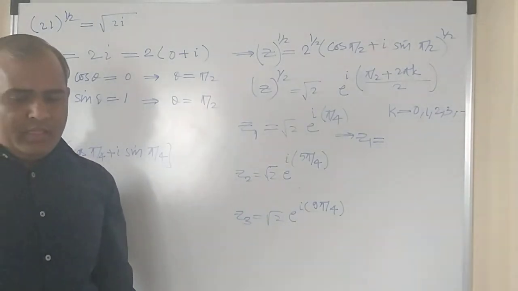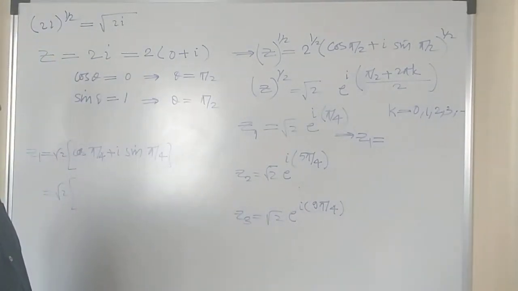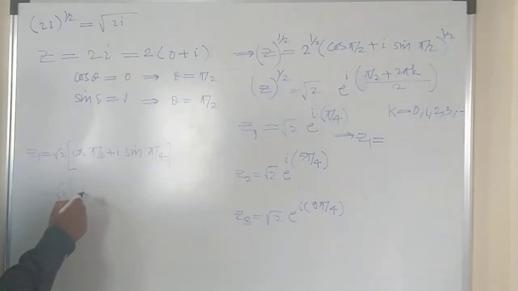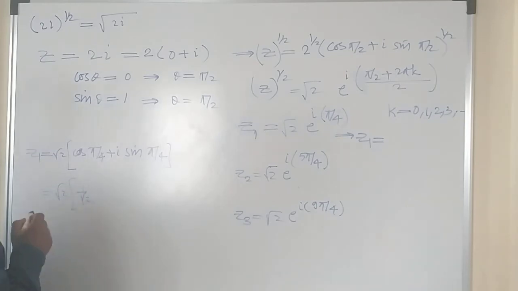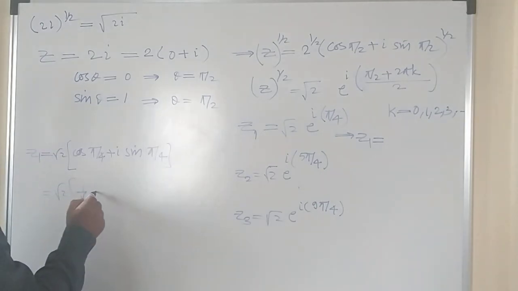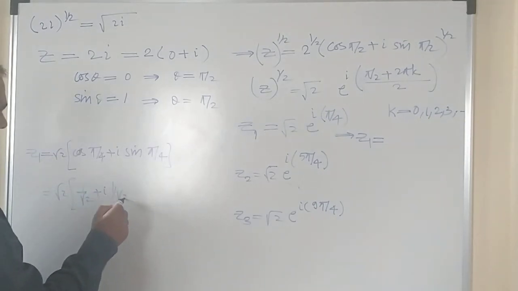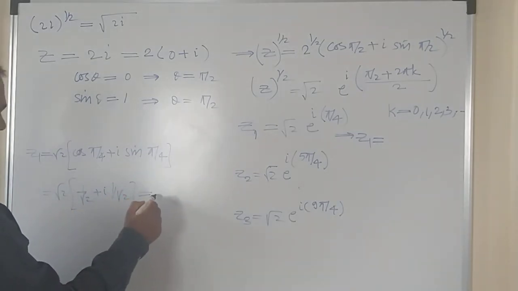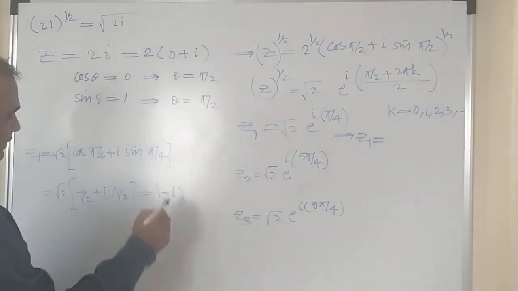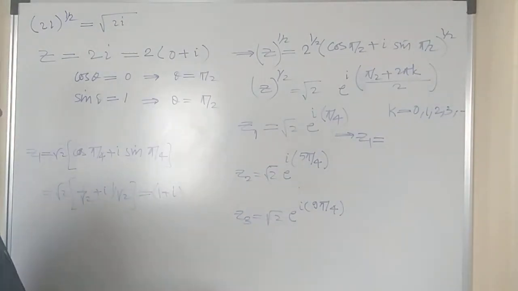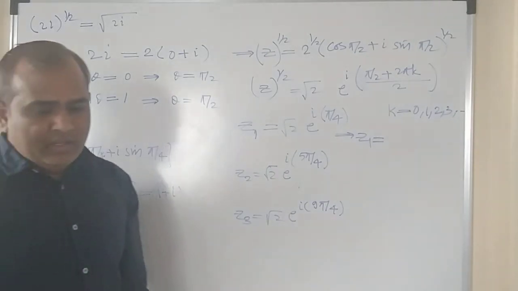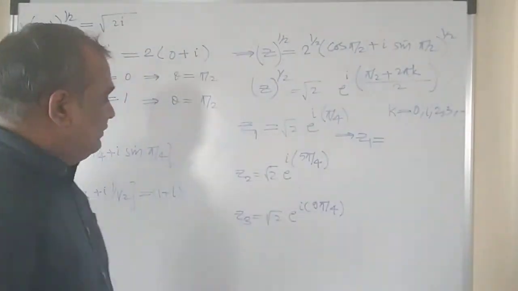Cos pi by 4 is cos 45. Cos 45 and sin 45 are 1 by root 2. So this will become 1 by root 2 plus I times 1 by root 2. So if you take out root 2 common, you will get 1 plus I. Right? So this is the root. Now being the root, you should write this in the form of plus or minus 1 plus I. Got it? So this is your root.